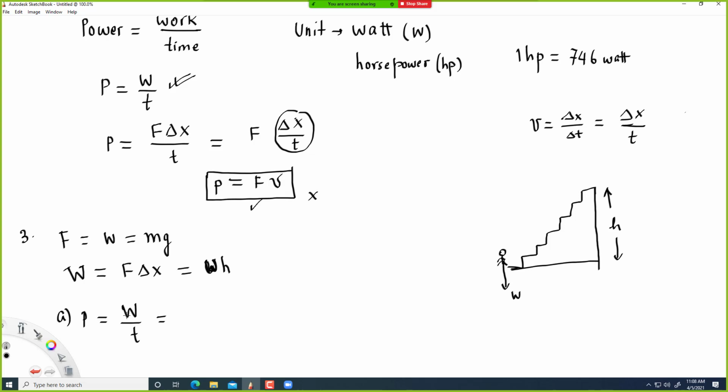Okay, so work is force times distance. Force in this case is the weight of the body or weight of the person, and h over t. Okay. Weight is mg, h over t. So mass of the person is 60 kilogram. g is 9.8, and height 4.5 meters.